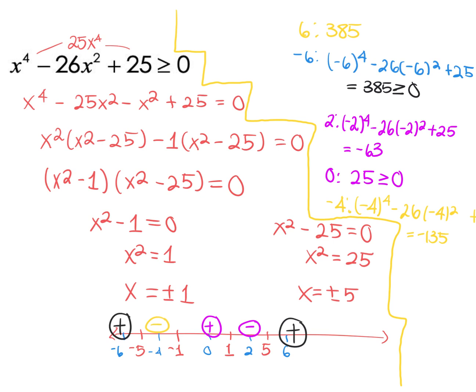So we want to know when this graph is greater than or equal to 0. So that's going to be here, here, and here. So we can go ahead and write that in interval notation. So we have from negative infinity to negative 6, union negative 1 to 1, union 6 to infinity.